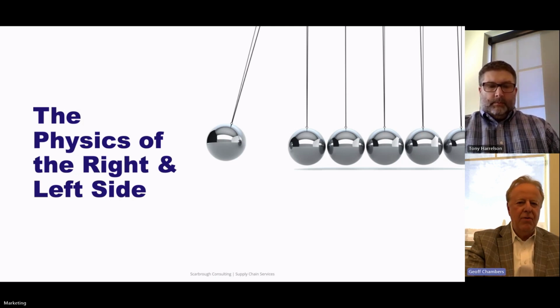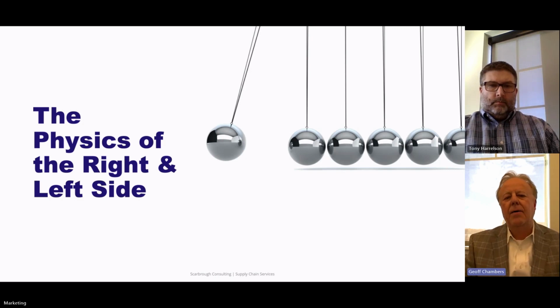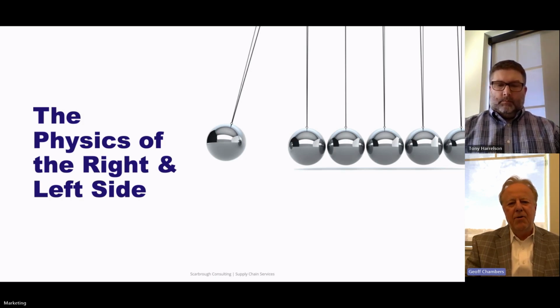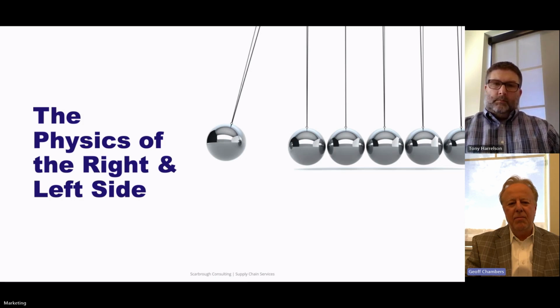I don't want to get too far in the weeds on this, but I thought it was very appropriate in the understanding of this. This is Newton's cradle. Everybody recognizes Newton's cradle. So I just wanted to talk a little bit about the physics of the right and left side, and then we'll go right into the next slide, because it's very paramount to understand that both sides are equally important.